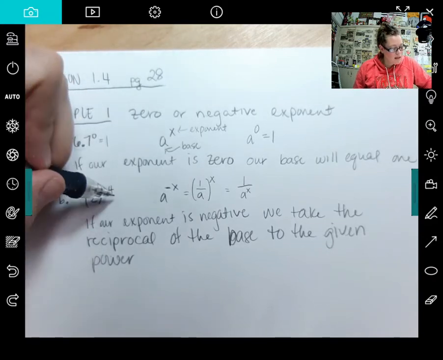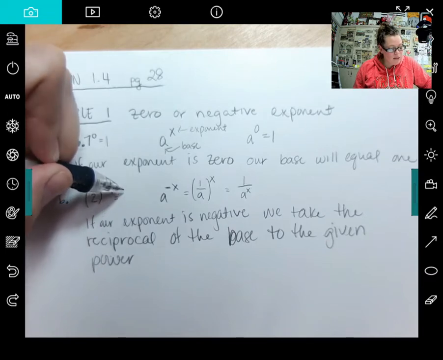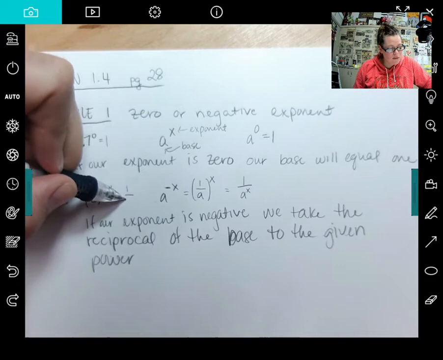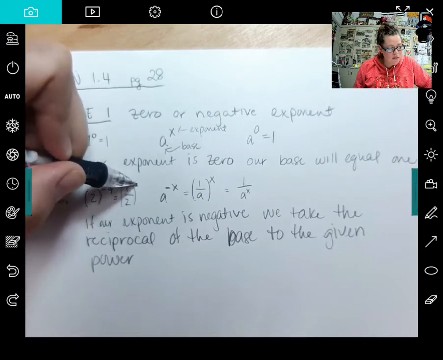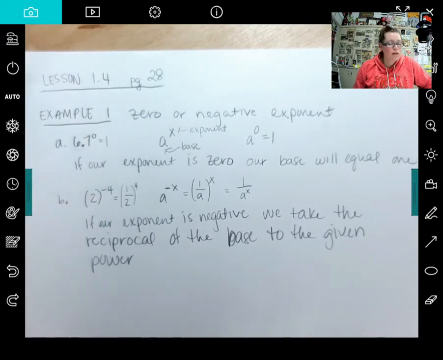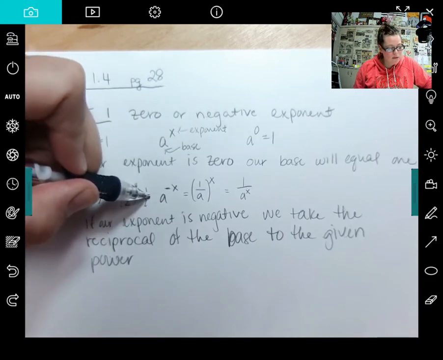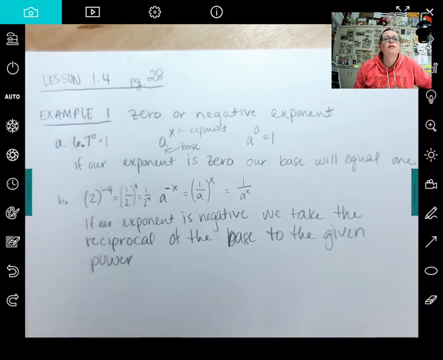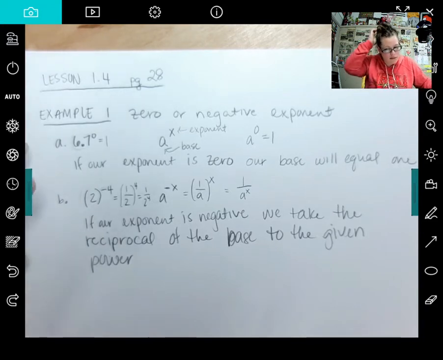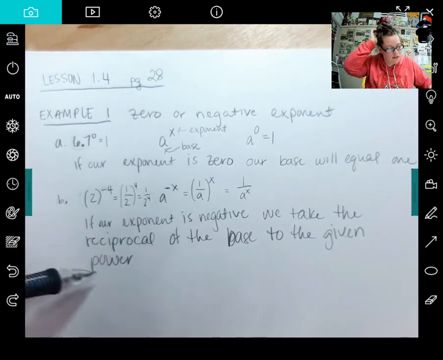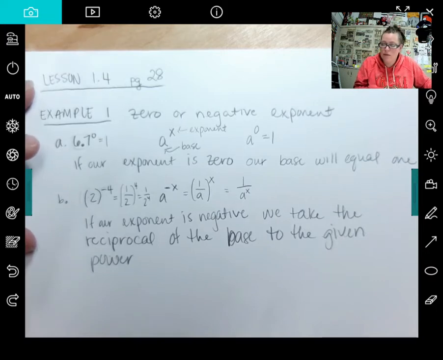The answer for B then would be: to get rid of the negative, we'd write it as 1 over 2, and that whole thing is to the 4th power. So you could write that as 1 over 2 to the 4th. If you have questions on this, please feel free to ask. I will be on Zoom at 11 o'clock to help anybody out.